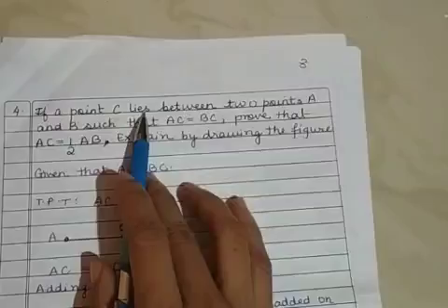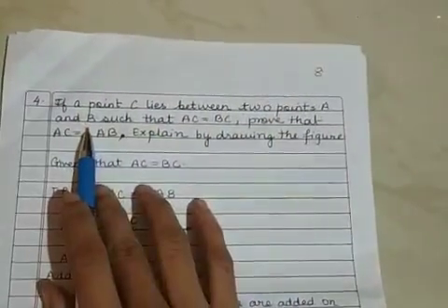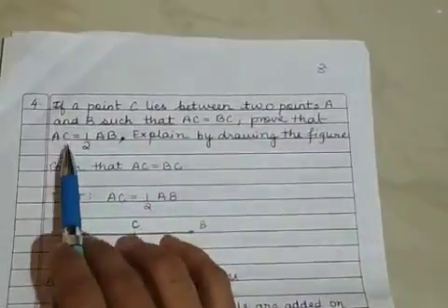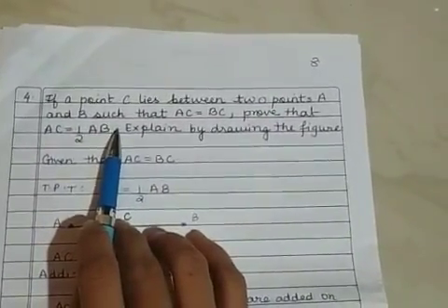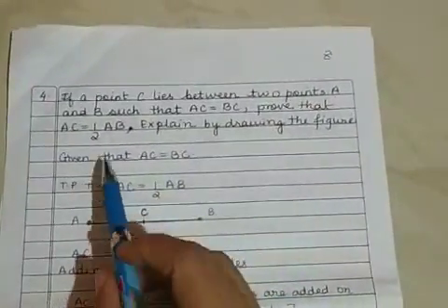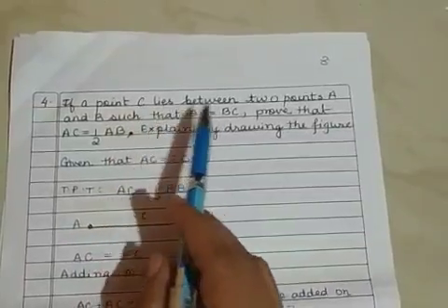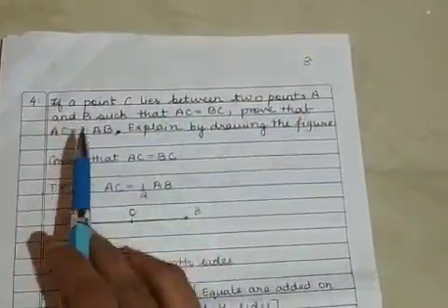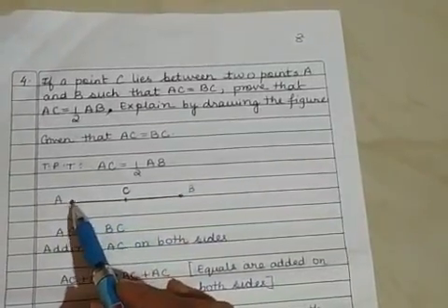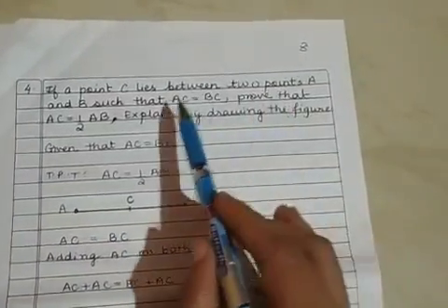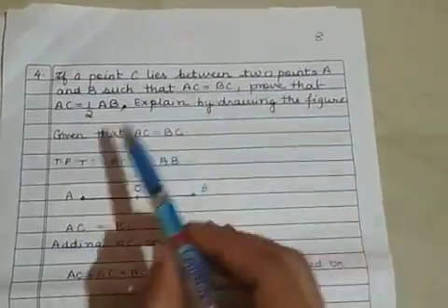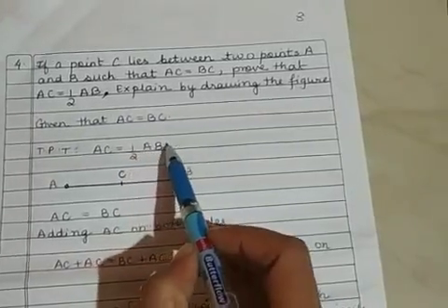If a point C lies between 2 points A and B such that AC is equal to BC, prove that AC is equal to half of AB. Also, explain this by drawing the figure. So it is given that there is a point C which lies between A and B. So let us take the line segment AB, and the point C lies between A and B. And also it is given that AC is equal to BC. You have to prove that AC is equal to half of AB.